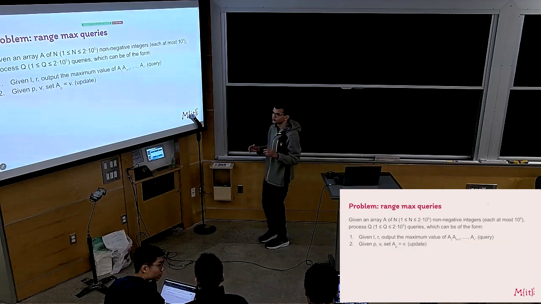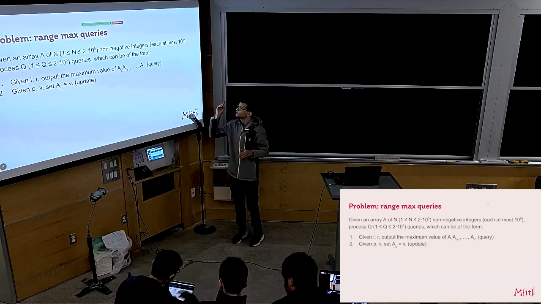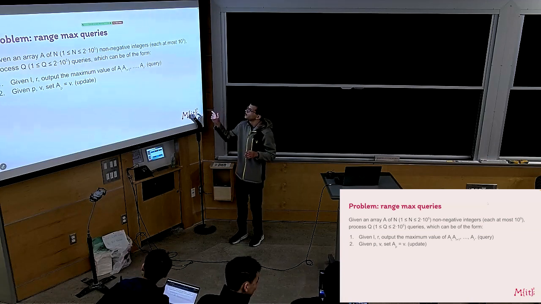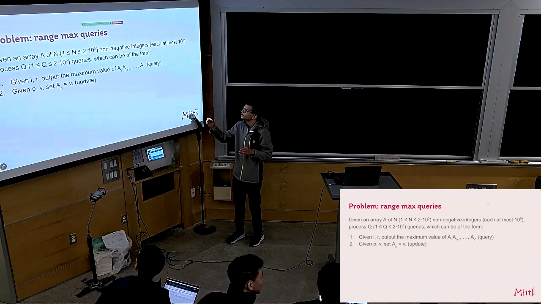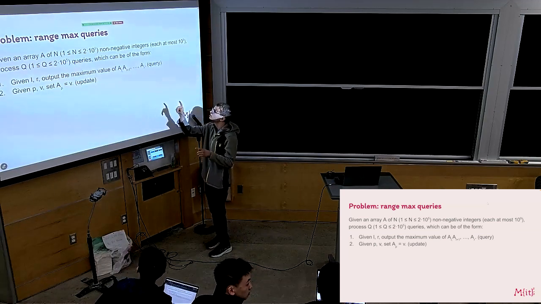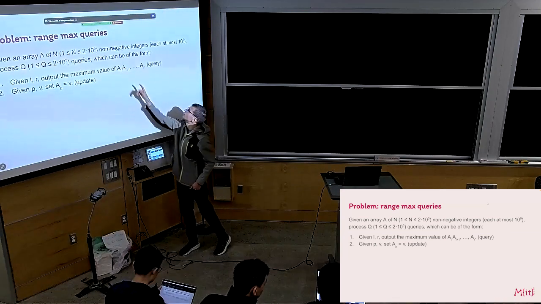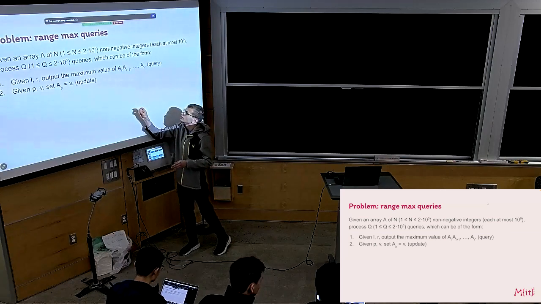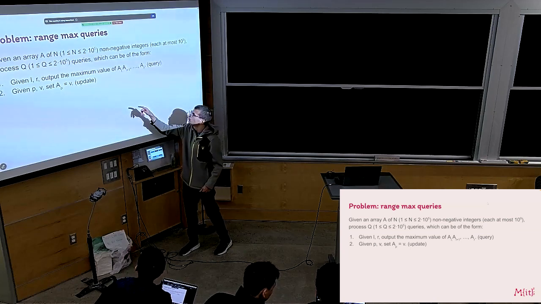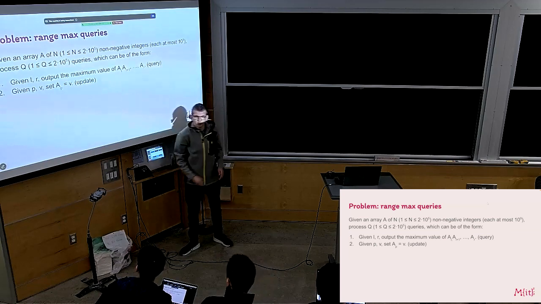However, there are some things prefix sum arrays cannot do. For example, consider this problem. You are given an array A of n non-negative integers, and you have to process q queries, and the queries can be of the form: given indices L and R, output the maximum value of the elements of the array with indices from L to R, or given an index P and the value V, set A of P equal to V. So this is a query operation, and this is an update operation.